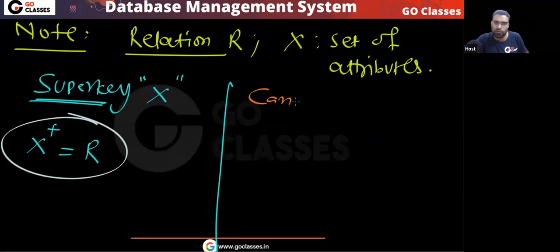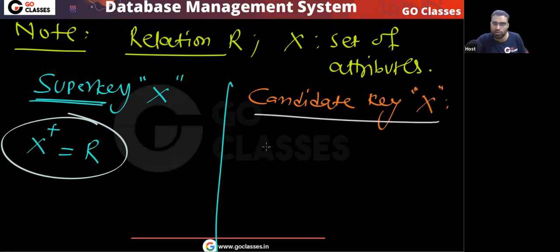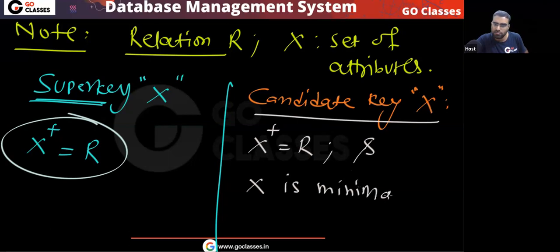And what is the definition of candidate key? When can I say X is candidate key? This must be minimal also. So remember, X plus must determine all the attributes and X must be minimal also. Okay, so very simple. So this is the idea.